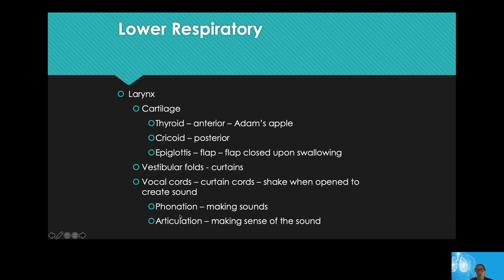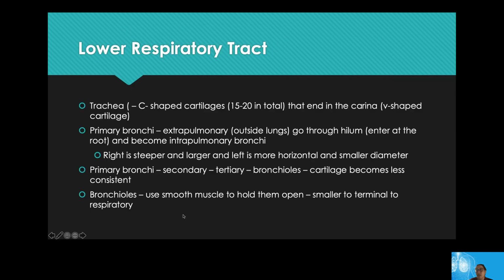The lower respiratory tract continues from the larynx to the trachea. The trachea is a set of cartilaginous material. It's also commonly called the windpipe. The trachea has these C-shaped cartilages, somewhere between 15 to 20 in total. People who are taller have more, people who are shorter have less. And it ends in a little V-shaped piece of cartilage called the carina.